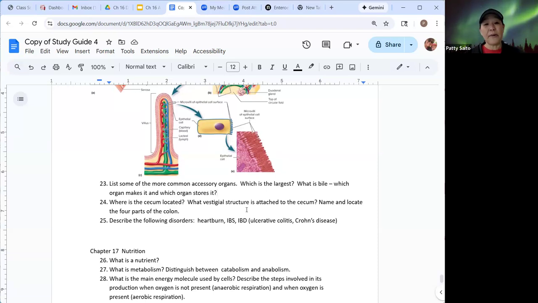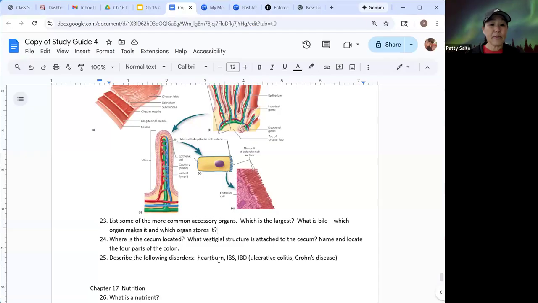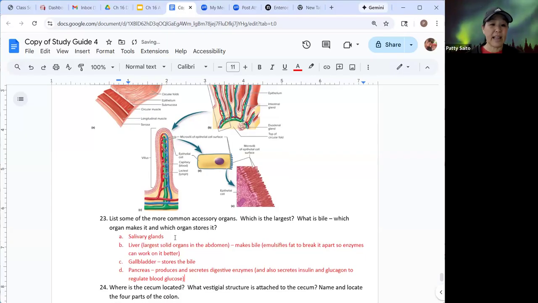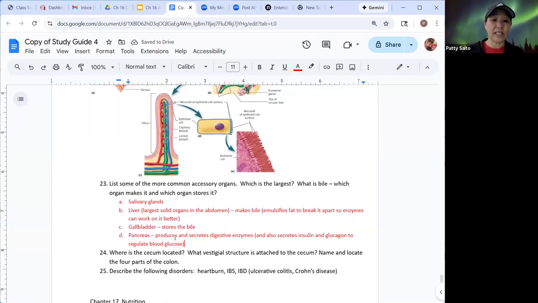Maybe we should do the large intestine first. I should have put that first. Well, let's do it in order. So let's look at some accessory organs that feed into the alimentary canal. We've talked about the salivary glands already. The others feed into the small intestine. That's why I put it here, because these are going to feed in there: the liver, the gallbladder, and the pancreas.